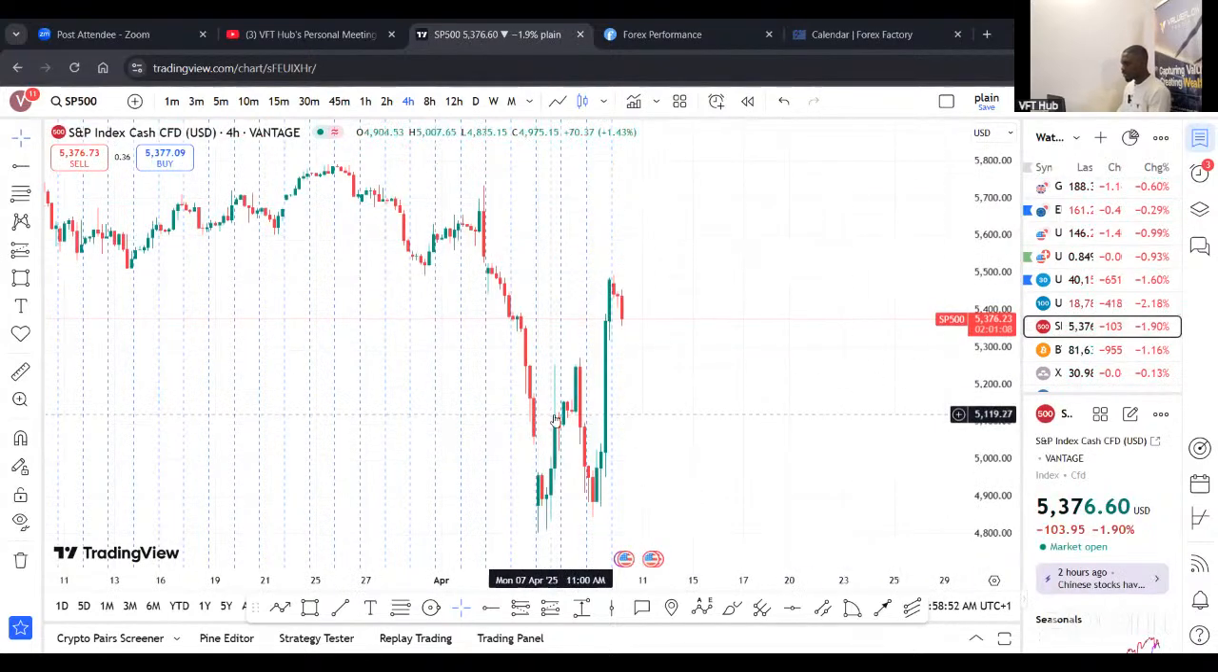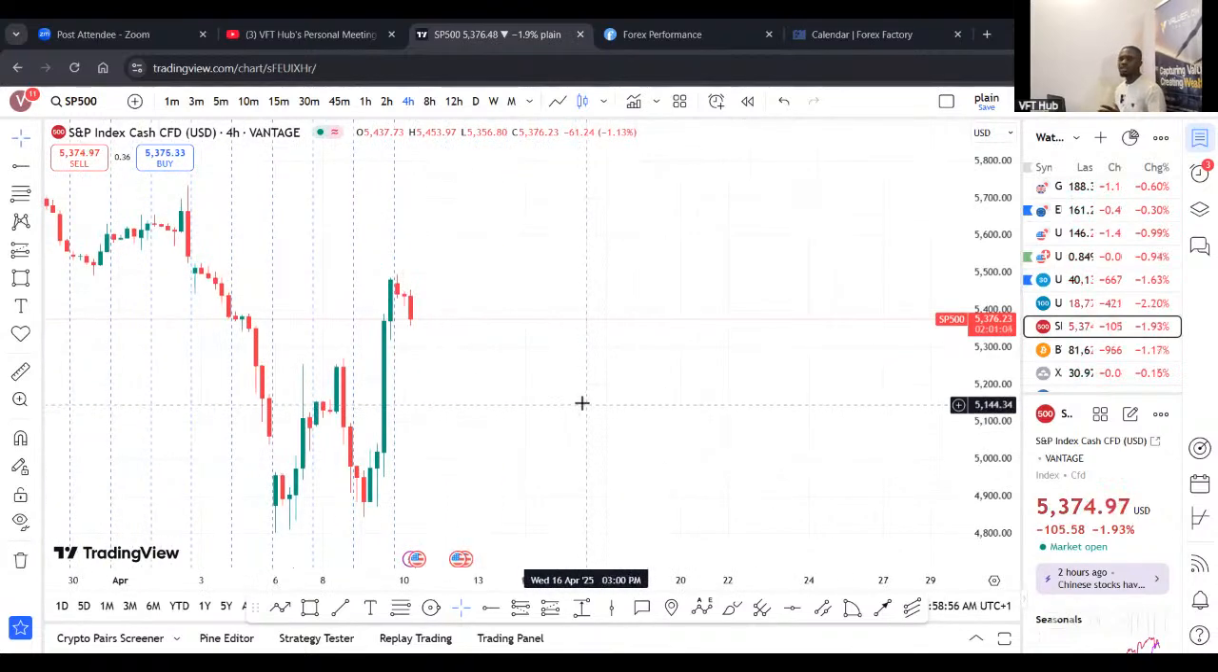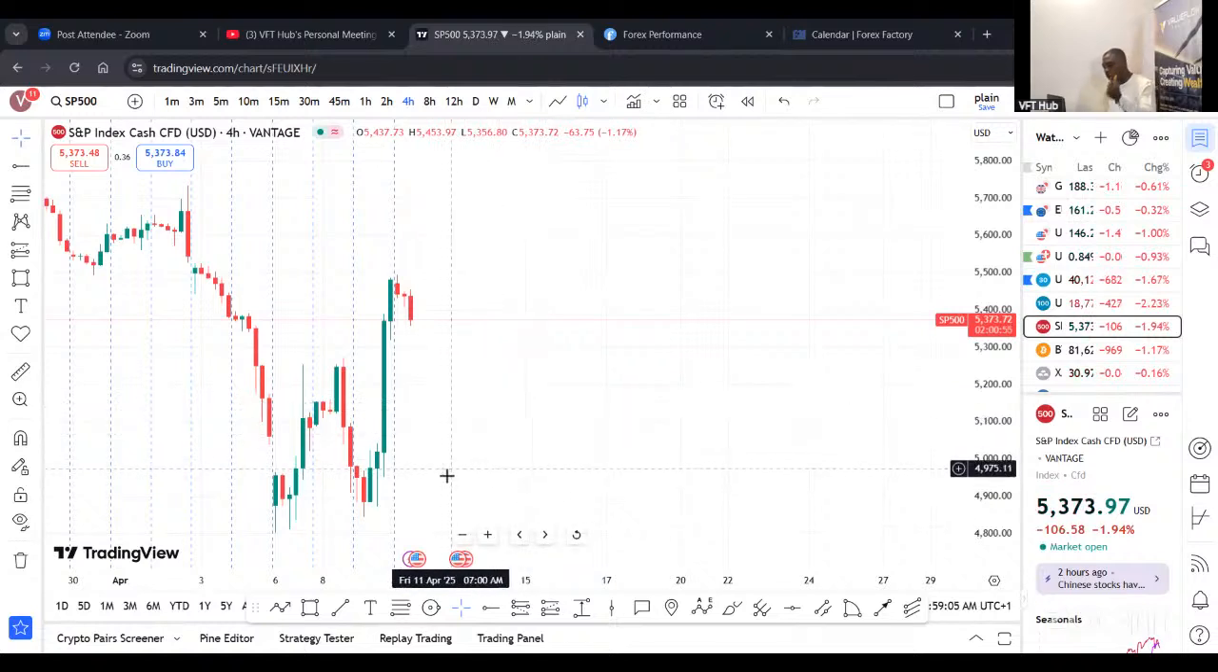The same thing is happening across board with S&P 500. All of them, they are highly correlated. In fact, I think 90 to 95% correlation as we speak across board for both US 30, NAS 100 and S&P 500. The same analysis applies across board with them.